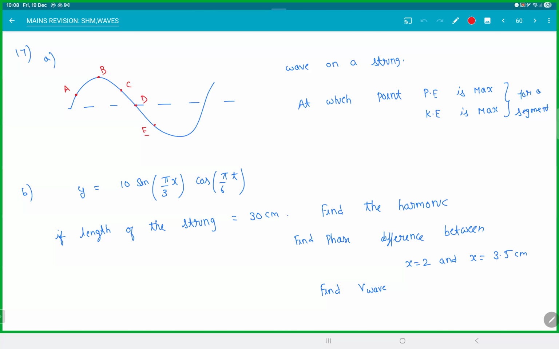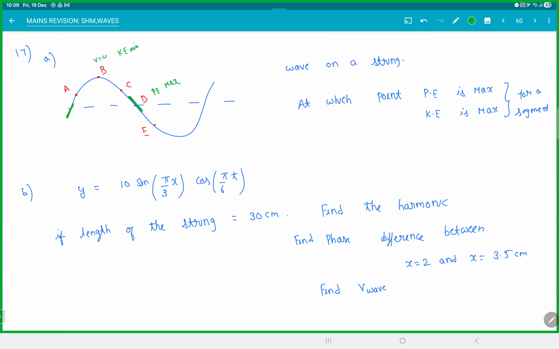It is a wave on a string. So the highest points will have zero velocity. So this is zero. So this will have kinetic energy minimum. So when you say potential energy is maximum, we are talking about elastic potential energy, right? So basically at this point, the string is stretched maximum. So here the point is stretched maximum. So here the potential energy is maximum, right?